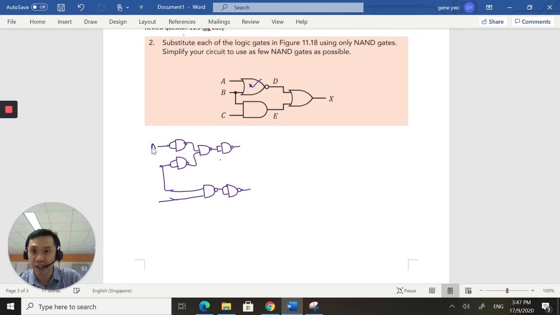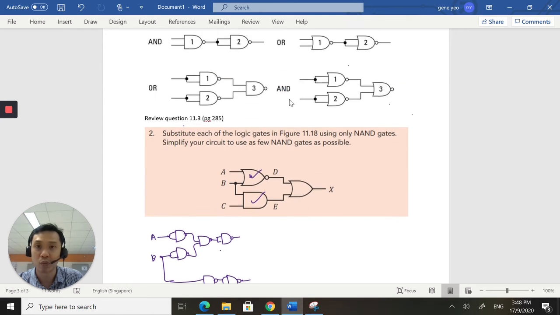Therefore, this is my A, this is my B, and this is my C. Okay? Now, next, there is another OR gate here. So I'm done with the AND. So this is your AND equivalent. I now have to draw my OR gate.